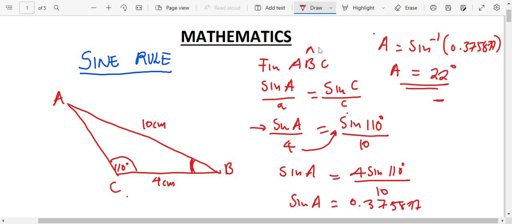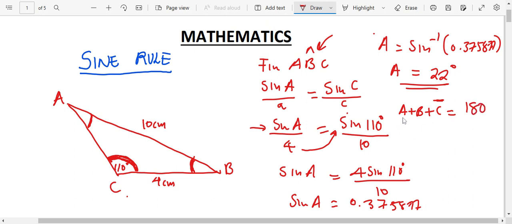Now remember, the question is asking us to find the angle B. We all know that when you add the angle A plus the angle B plus the angle C, what should you get? What is the total you're supposed to get? You're supposed to get 180. Yes, you are supposed to get 180.